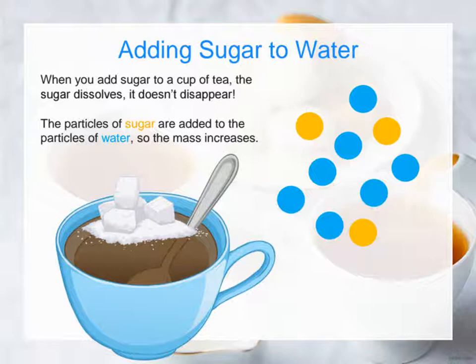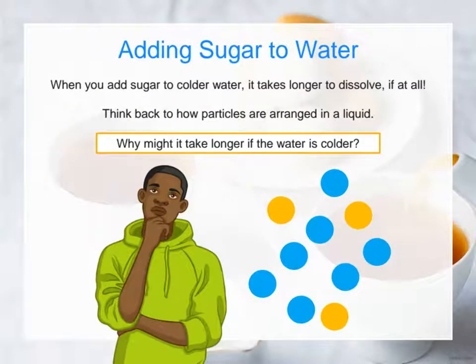What will happen to the mass? When I'm adding sugar, I'm adding matter, and then these sugar particles will increase the overall mass of the cup of tea. When you add sugar to colder water, it takes longer to dissolve. Let's watch these two movies to discover why.